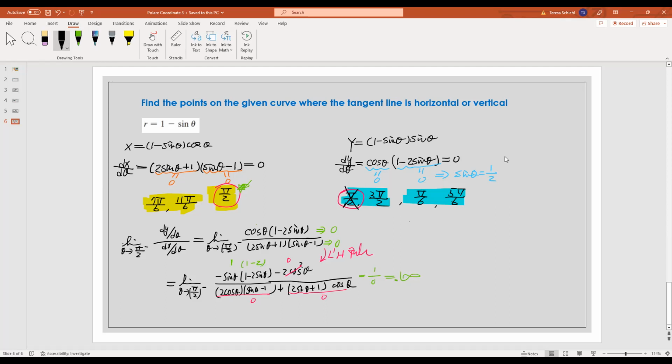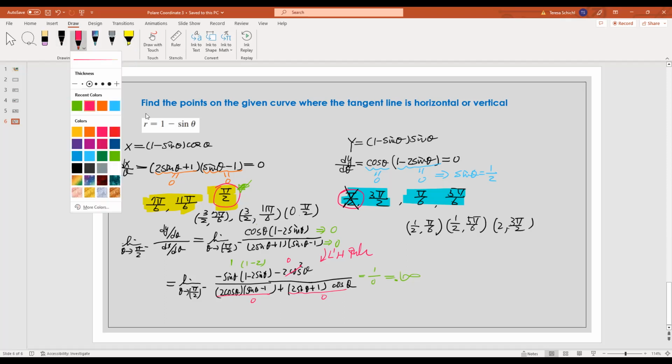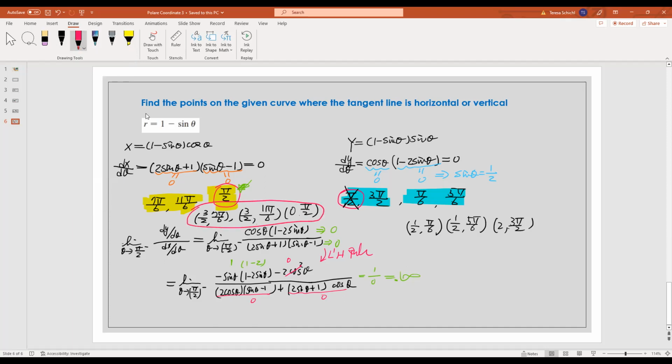So the horizontal tangents are going to happen at pi over 6, 5 pi over 6, and 3 pi over 2. So I only have 3 points. Then here I have 3 points also, right? So I have 3 pi over 2, 7 pi over 6, and 11 pi over 6. Then I have 0 and pi over 2. Okay, so be very careful, right? So this is our answer here. This is the points that have vertical tangent. This is the points with horizontal tangent here.